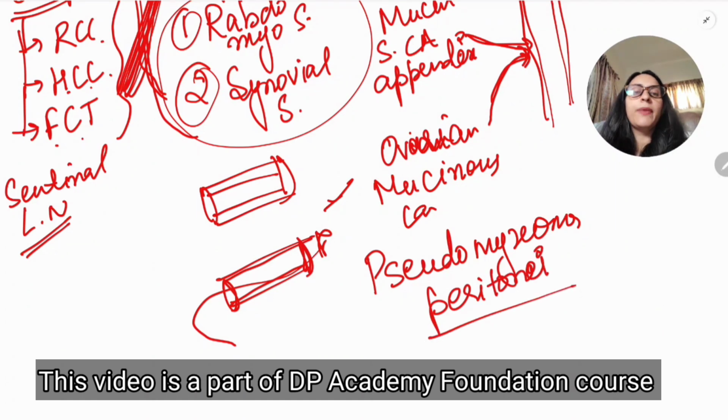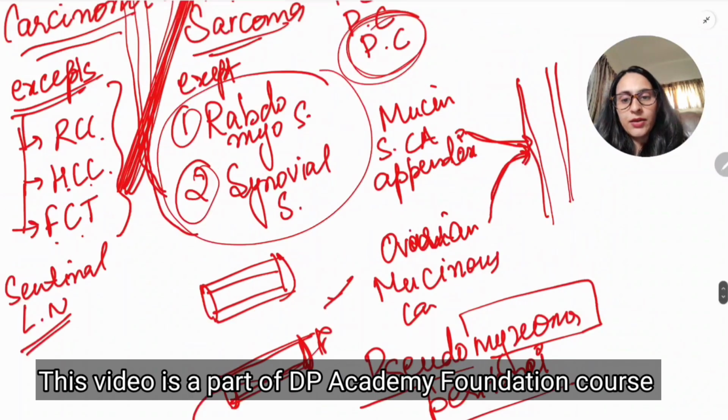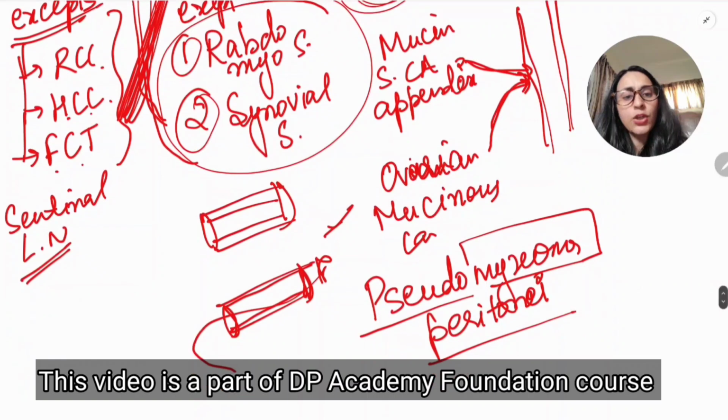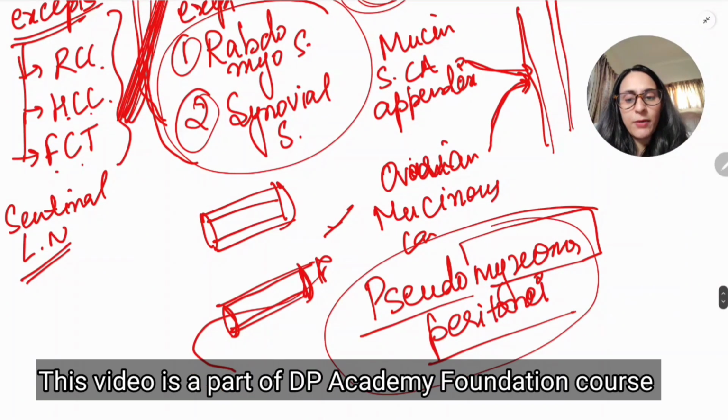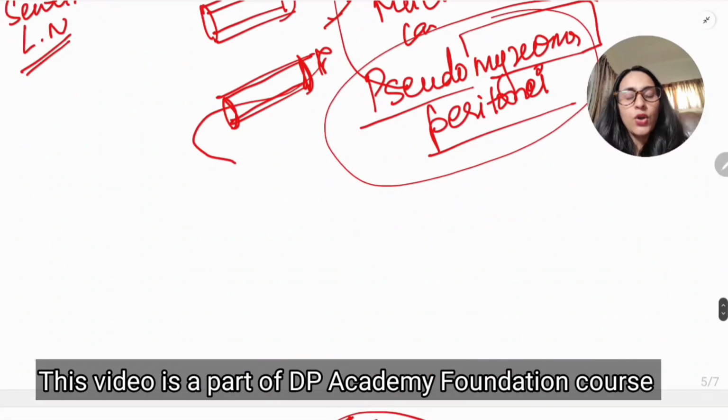Peritonei is because the peritoneal cavity is affected, the cancer is metastasizing to the peritoneal cavity. Pseudomyxoma is because the mucinous parts are affected. It is a mucinous tumor, right? So that is why pseudomyxoma. The most common cause of pseudomyxoma peritonei is the mucin secreting carcinoma of the appendix. We are talking about the cancers that are sitting in the peritoneal cavity.